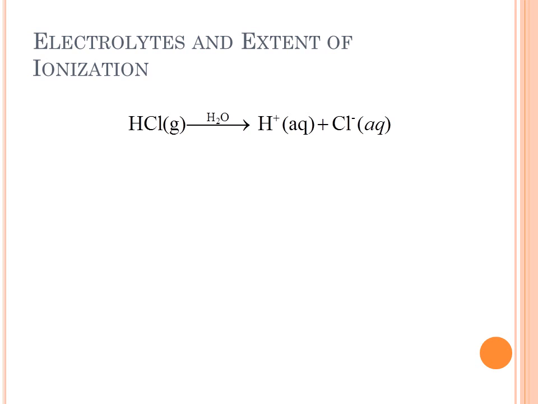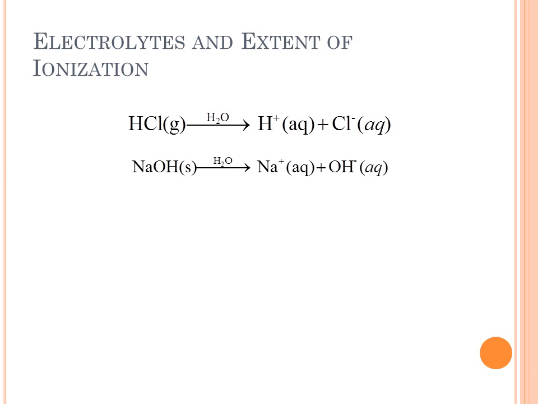For example, hydrochloric acid gas, unless it's dissolved in water. We dissolve it in water, we get H plus and Cl minus, both aqueous. Pretty much 100% ionization, so that's a strong electrolyte and a strong acid.